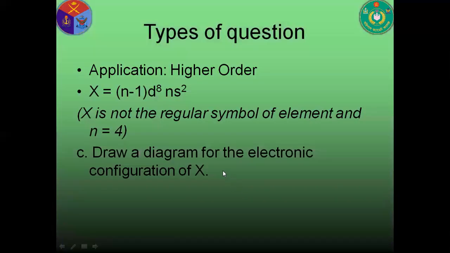The third type is application-based. There is an atom given as X, and the outermost electronic configuration is given as 3d8, ns2, where the value of n is 4. So this is nickel. Now you write the electronic configuration of X by considering different suborbitals. 1s2, 2s2, 2p6, 3s2, 3p6, 3d8, 4s2. This is the electronic configuration of the element given in the CQ question.